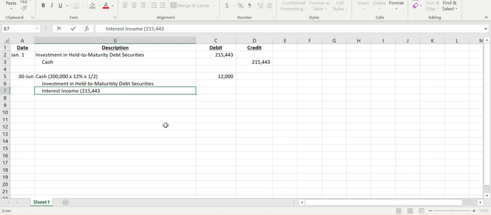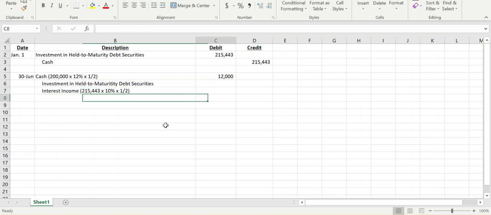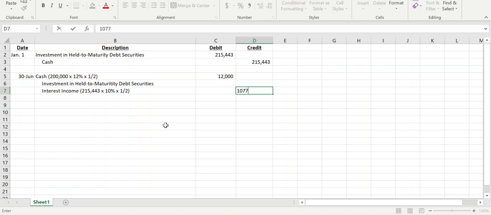$215,443 was the price that we paid. So that was its previous carrying value. We multiply it by the annual effective interest rate, which is 10%. And again, we are recording interest payments every 6 months, so we have to cut that in half. So the interest income that we're actually going to record is $10,772. The difference between the cash that we're receiving and the interest that we are actually recording here is going to be how much we're going to reduce our investment in held to maturities by.